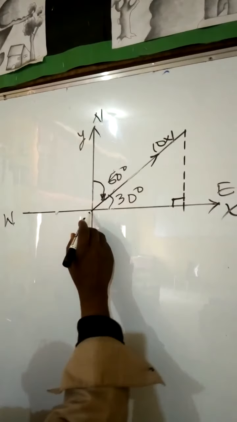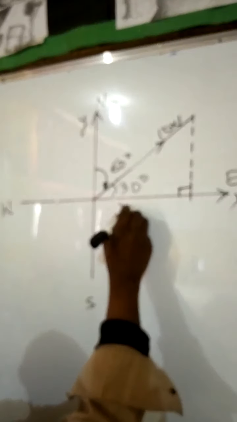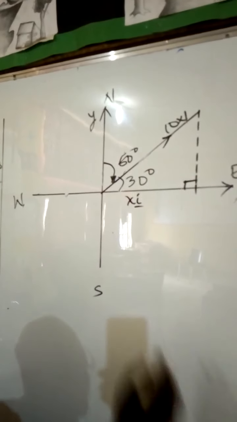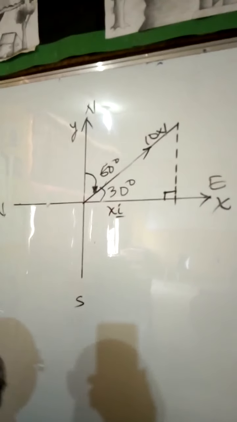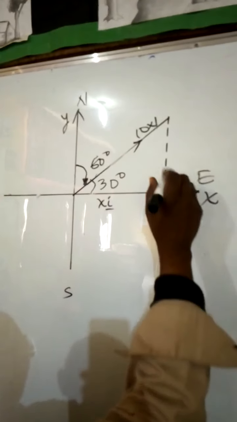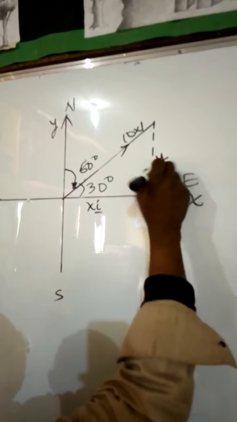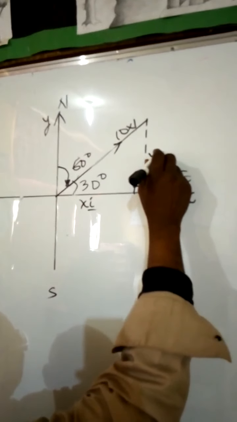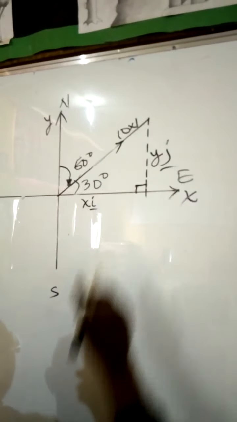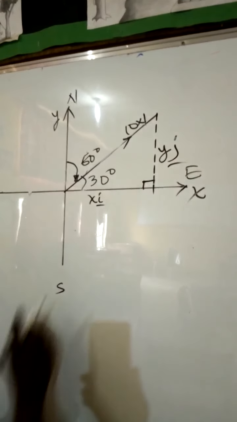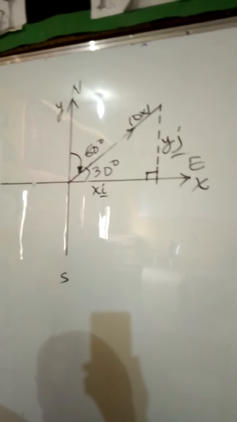Now, along the positive direction of the x-axis here is xi, because i is the unit vector along the x-axis. Then yj, that will be the vector along the y-axis, so j is the unit vector along the y-axis. Now the task before me is to find the value of xi, and find the value of yj.